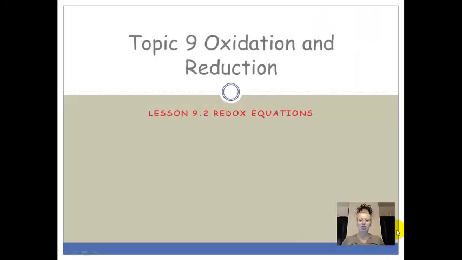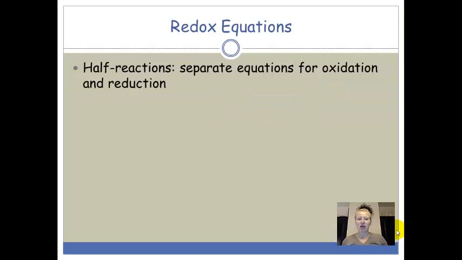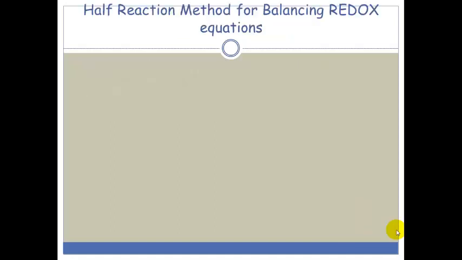This is lesson 9.2, redox equations. Half reactions are separate equations for oxidation and reduction, and we use half reactions for balancing redox equations.